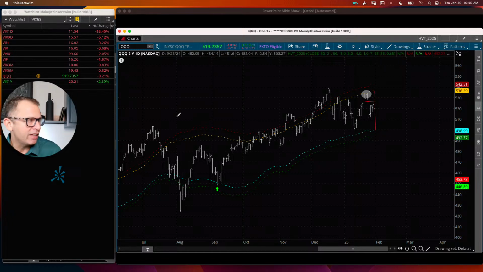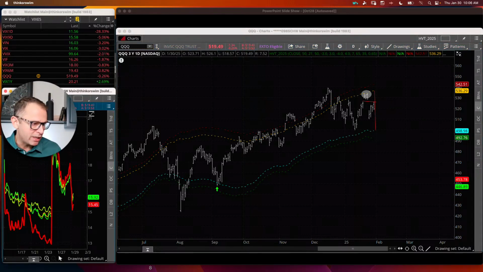I would watch those volatility closely. VIX 9D 15.57. If that continues to go lower, the market will be strong. If VIX 9D picks up and gets strong, you'll see the market turn over and get weak.